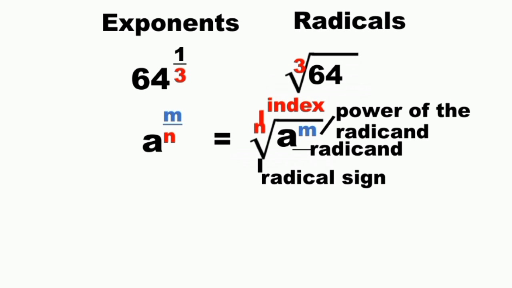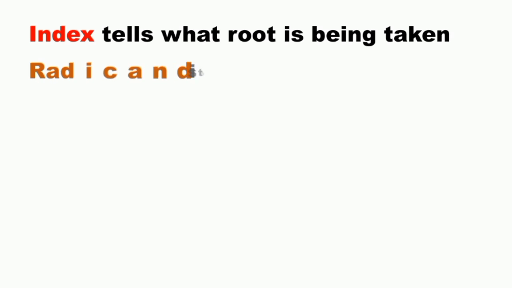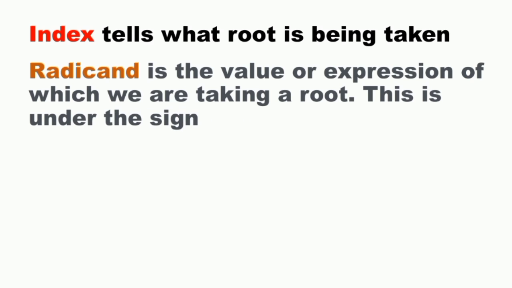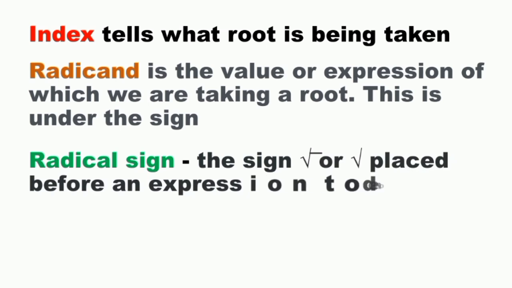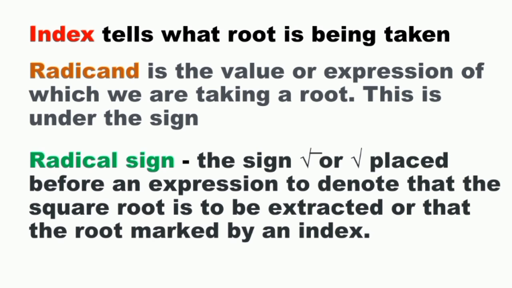These are what you will find under a radical, but with no index, it is considered square root. Index tells what root is being taken. It may be square root, cube root, or nth root. It depends on the index that you will see. Radicand is the value or expression of which we are taking a root. This is under the radical sign. In our examples, we have 100, 125, and 64 as radicand. Radical sign is the sign placed before an expression to denote that the square root is to be extracted or that the root marked by an index.